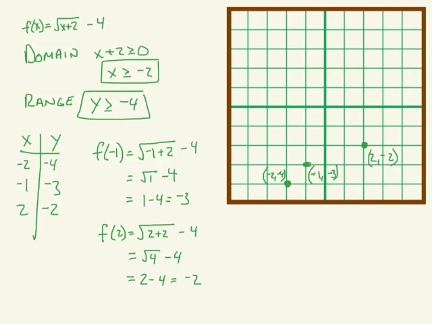Our graph is going to start back here at this point, and it's going to keep going off in this direction like that. And that's how we graph a square root function.